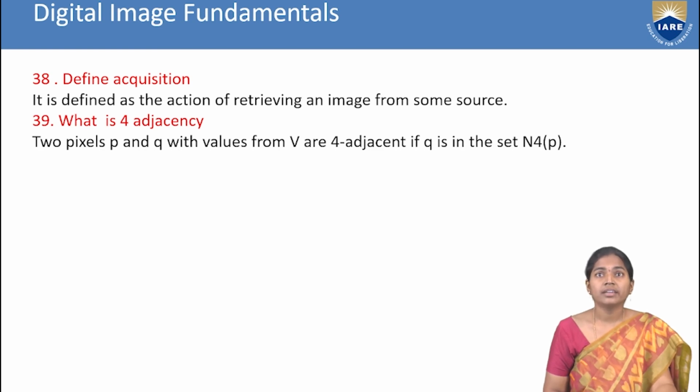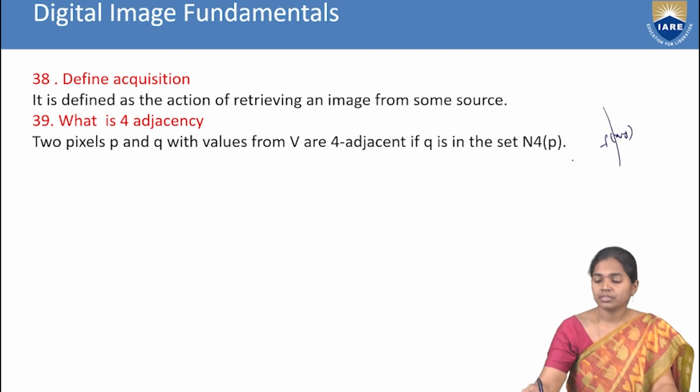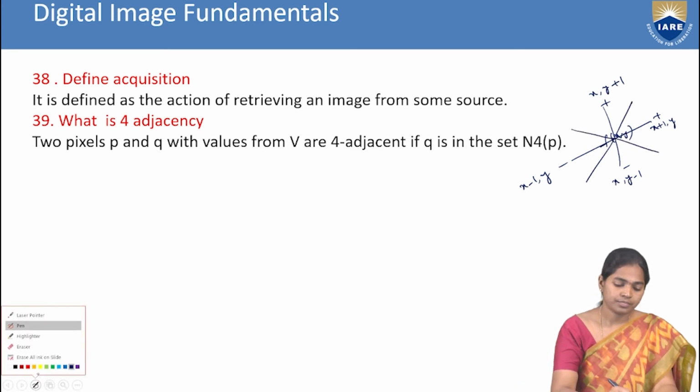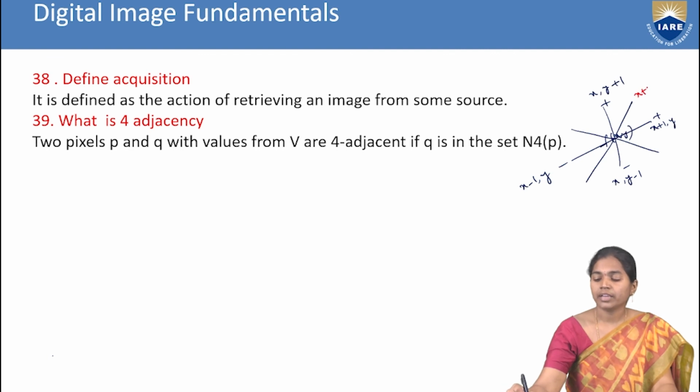So adjacency. What is 4 adjacency? Here it is f of x comma y in the coordinate system. Here it is x plus 1 comma y, here x comma y, here x comma y plus 1, and this side x minus 1 comma y. Here x comma y minus 1. In diagonal form, here x plus 1 comma y plus 1, here x minus 1 comma y plus 1, here x minus 1 comma y minus 1, and here x plus 1 comma y minus 1.